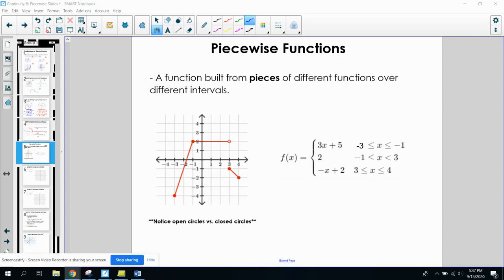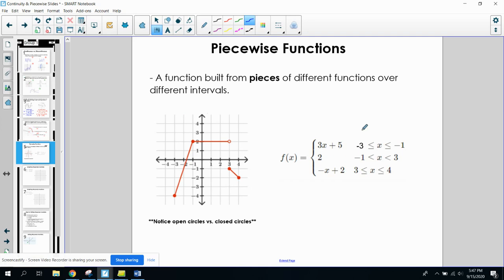One specific type of discontinuous function is called a piecewise function. A piecewise function is a function that's built from pieces of different functions over different intervals. So here we have an example of a piecewise function, the graph as well as the actual equation.